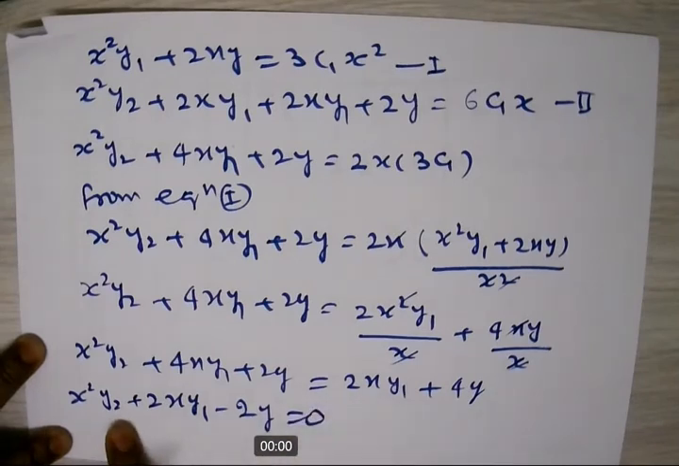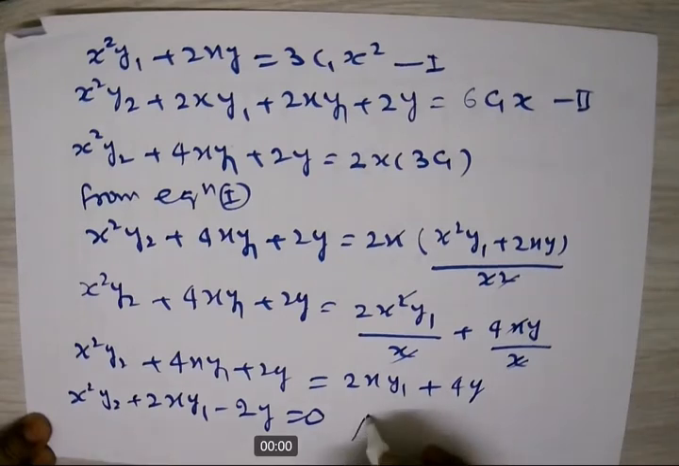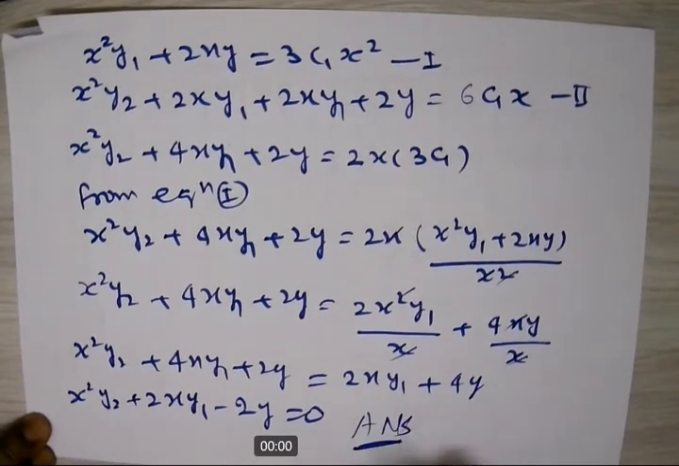See that one, there is no constant term here, there is no constant c₁ and c₂ here. It means there is no arbitrary constant involved in the differential equation. It means this is your formation of differential equation. Hopefully my dear friend, you understand this equation.